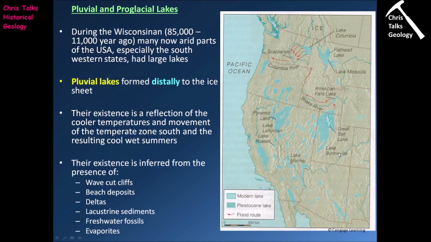And Lake Bonneville is quite well known because the evaporation of Lake Bonneville resulted in the formation of the Great Salt Lake, which essentially is right next to Salt Lake City. So we can also see here we have Lake Manly, and Lake Manly is located in the area which we now refer to as Death Valley, which is of course the driest place on the surface of the earth.